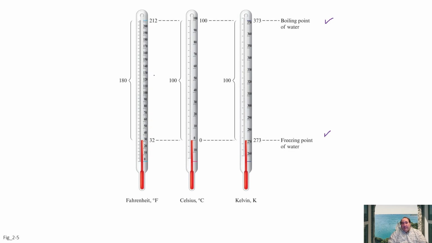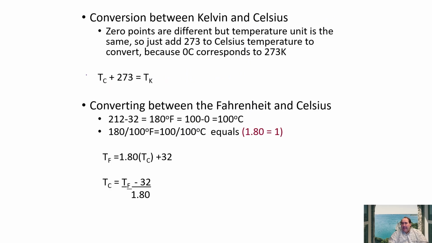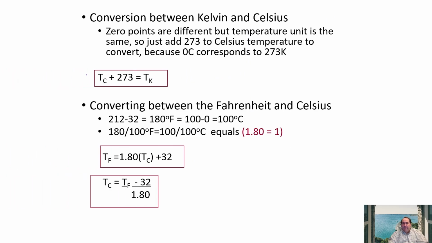So looking at Celsius and Kelvin, you've got about a 100 unit difference between the boiling point and the freezing point. Looking at Fahrenheit, it's a 180 degree difference between the boiling point and the freezing point. So that's really what makes the difference in how we convert between these things. So let's talk about doing these conversions.